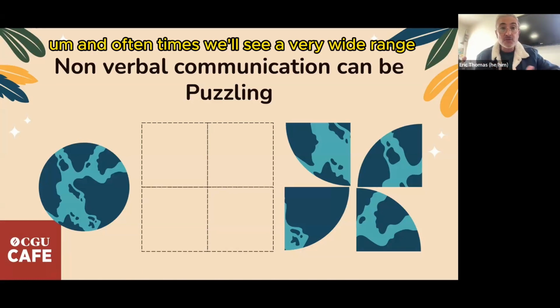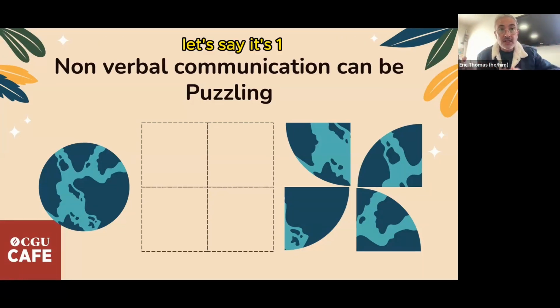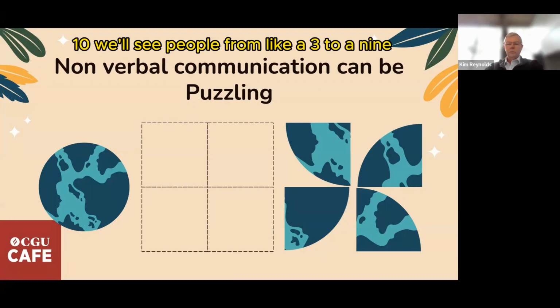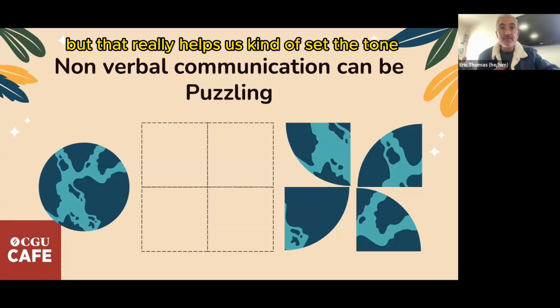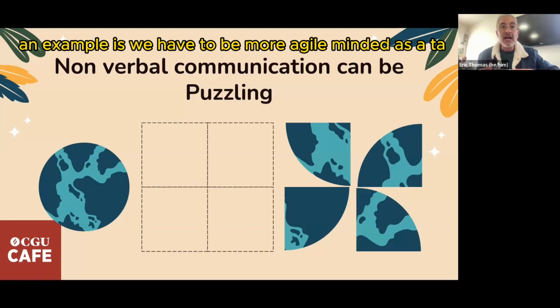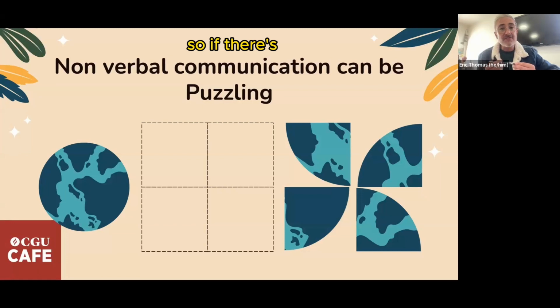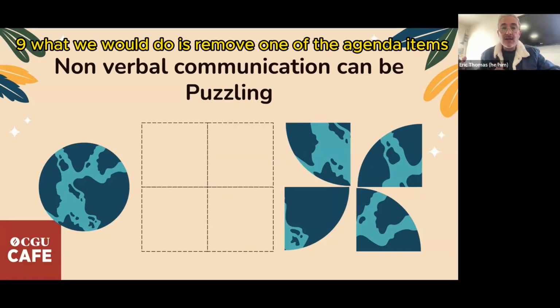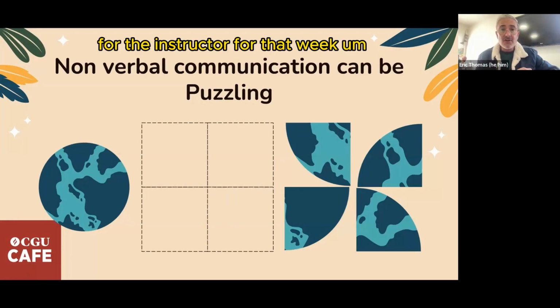And oftentimes we'll see a very wide range. Let's say it's 1 to 10. We'll see people from like a 3 to a 9. But that really helps us set the tone for the class. An example is we have to be more agile-minded as a TA. So if there's, for example, a lot of 3s and maybe one 9, what we would do is remove one of the agenda items for the instructor for that week.